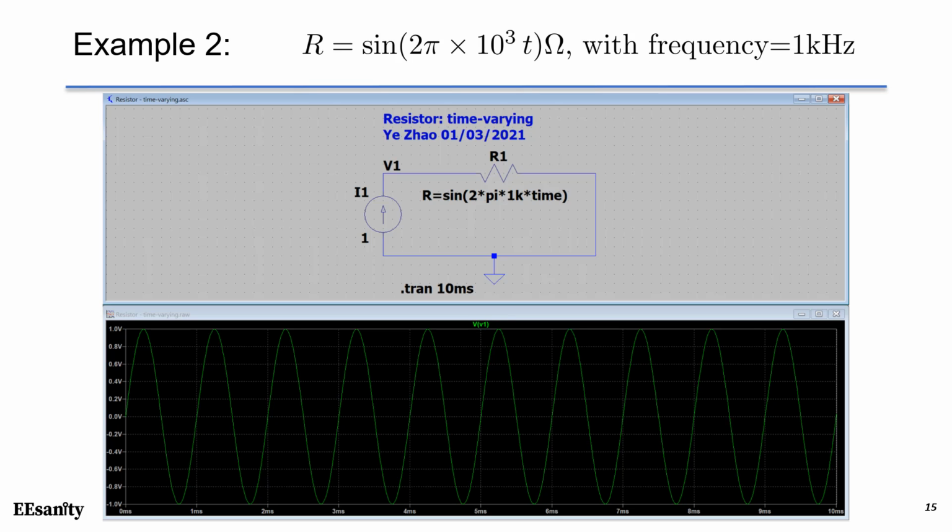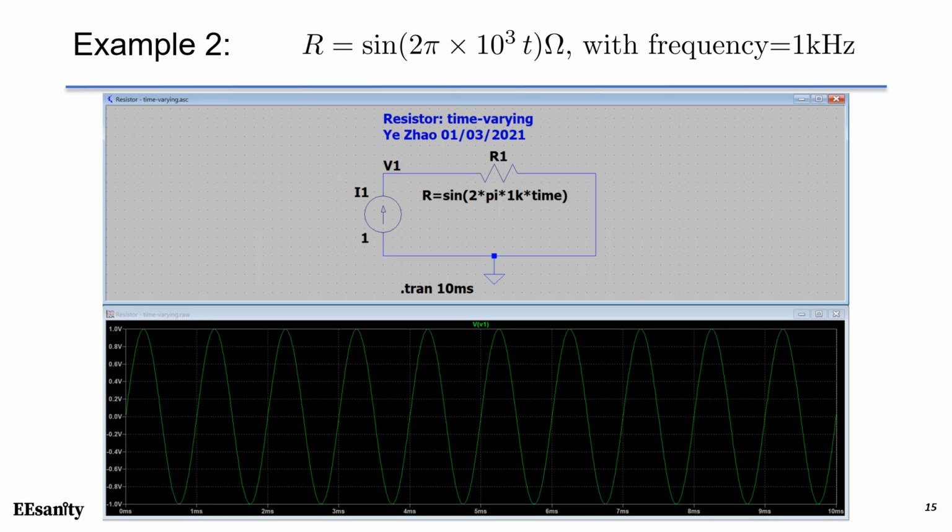In the second example, we create a resistance that is changing with time as a sinusoidal function at 1 kHz. In this case, we put 1 amp DC from this current source into the resistor R1. The resistance is defined as a sinusoidal function: sine of 2 times pi times 1 kHz times time. Time here is the simulation time in seconds in the transient analysis.